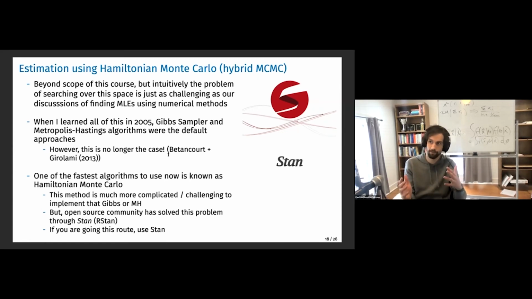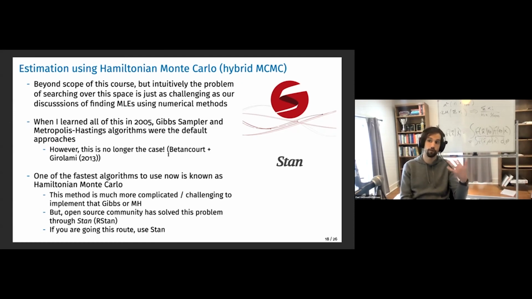When I learned how to do all of this in 2005, the way to do it was the Gibbs sampler and Metropolis-Hastings algorithms. These were the default approaches. This is not the case anymore, at least amongst practitioners who use this. The way that's advocated for now is Hamiltonian Monte Carlo, or hybrid Monte Carlo, which, to be totally honest, I haven't used myself personally, but everyone who's used it uses this method because it's orders of magnitude faster than any of the default processes. It's also totally implementable using open source software. You don't have to write your own code to do this.